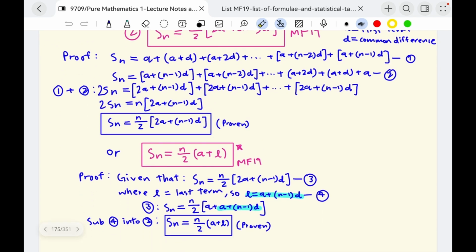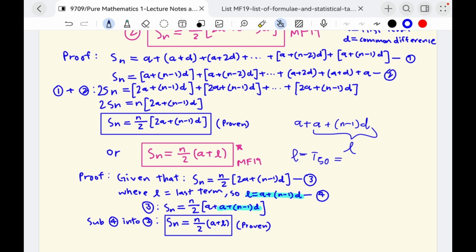Or to get the Sn for all terms, we can include the last term. Why does it work? Because of twice of a, we have a plus (n minus 1)d. So what you can see over here is actually the last term. Let's say this arithmetic progression consists of 50 terms, where 50 is the last number. So the last number equals T50, which carries the first term a plus 50 minus 1, which is 49, times its common difference. Okay? So this is the concept you should know.